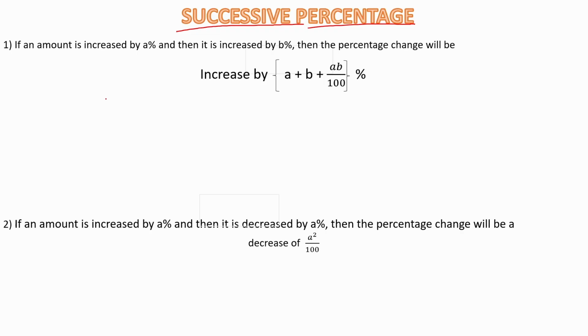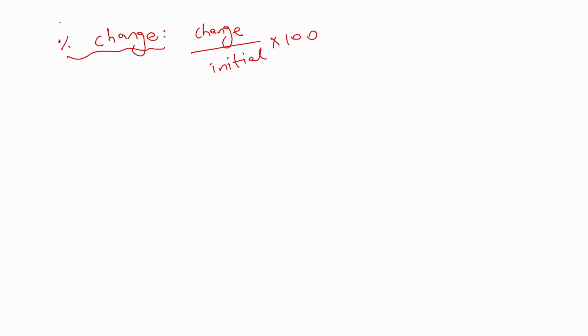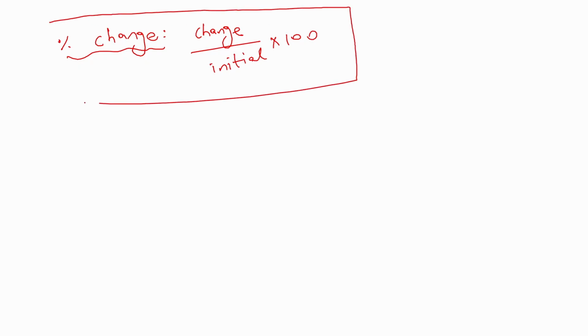So coming to today's video, we are going to talk about successive percentage change. What is successive percentage change? Before knowing what successive percentage change is, I would like to say what percentage change is. In mathematical terms, percentage change is written as the ratio of change upon initial value, multiplied with 100. This is how percentage change is defined in mathematical terms.